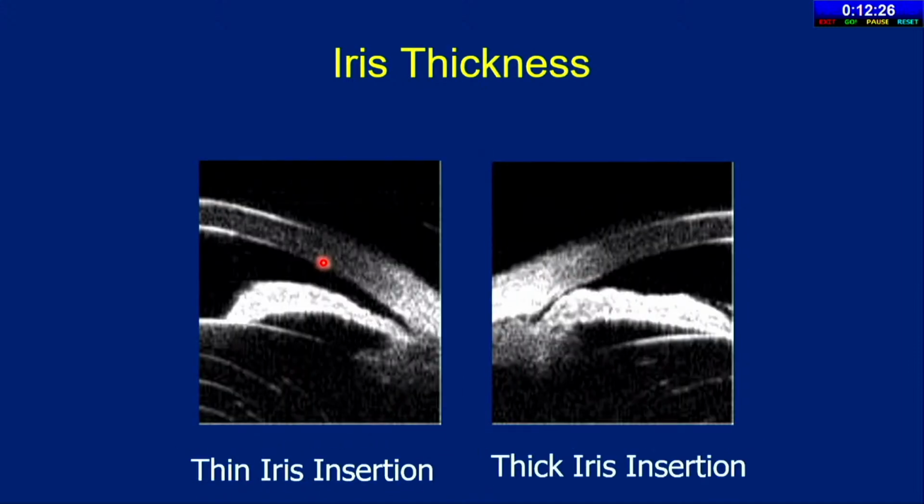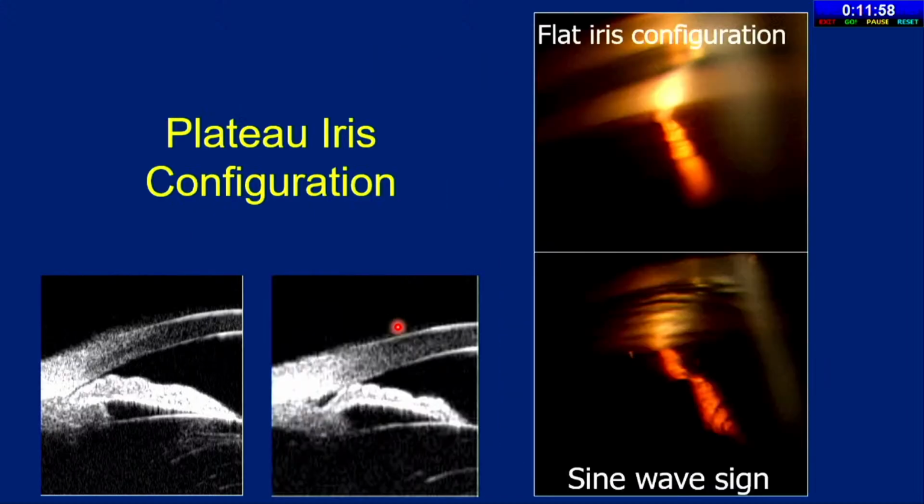Iris thickness. So we have seen when we tend to perform laser PI in patients with angle closure glaucoma, it is very difficult to do laser PI, and it is because the iris thickness is definitely more in these eyes, and which is responsible for causing the angle closure. And you see this eye and this eye, there's a clear-cut difference between the iris thickness, especially at the insertion of the iris. And then the plateau iris configuration, which is the common cause of non-pupillary block glaucoma.